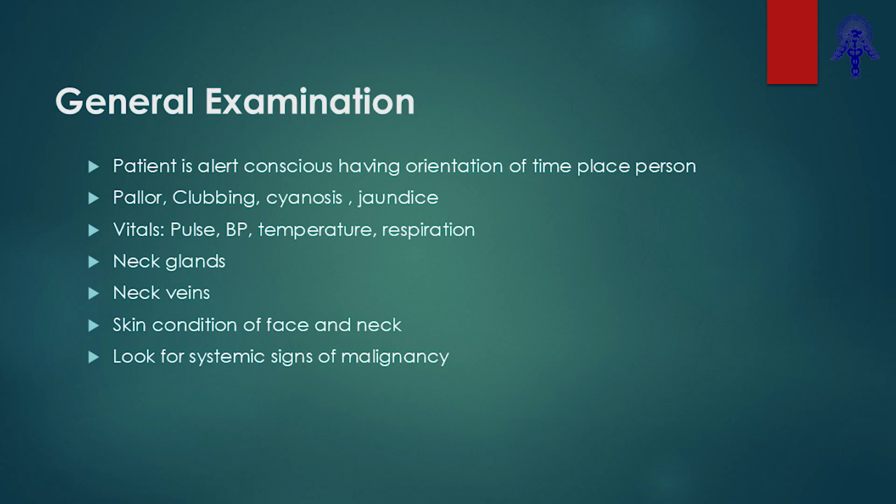Now, general examination, same for everything. Patient is alert, having orientation of time, place, person. Now the vitals, pallor, cyanosis, clubbing, pallor লেখাই ভালো অ্যানিমিয়ার থেকে, pallor, cyanosis, clubbing, jaundice, pulse, BP, respiration, temperature, neck glands and neck veins is very very important in our cases, head neck surgery te. যদি neck glands থাকে, you have to mention here. Or you can separately make a point of neck glands বড় করে হেডিং দিয়ে. Skin condition of the face and neck সেটা মেনশন করতে পারো.